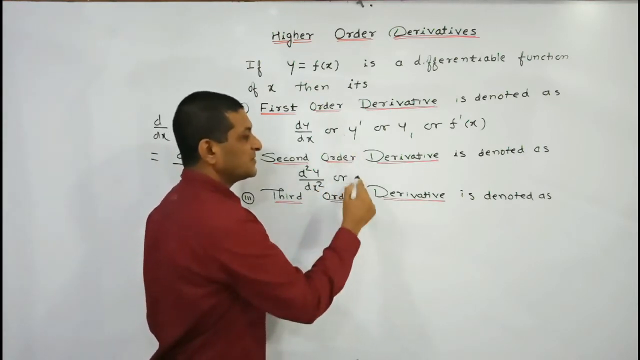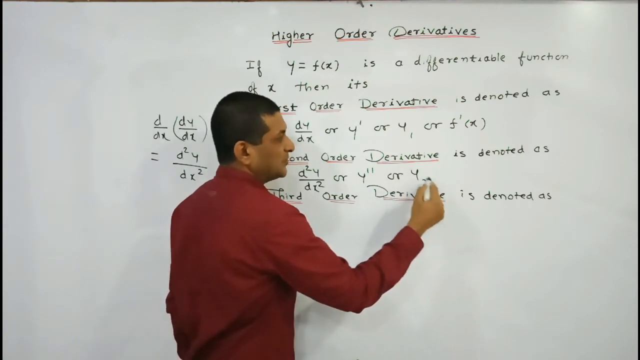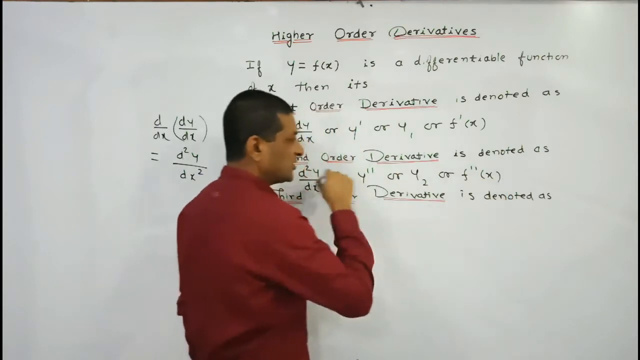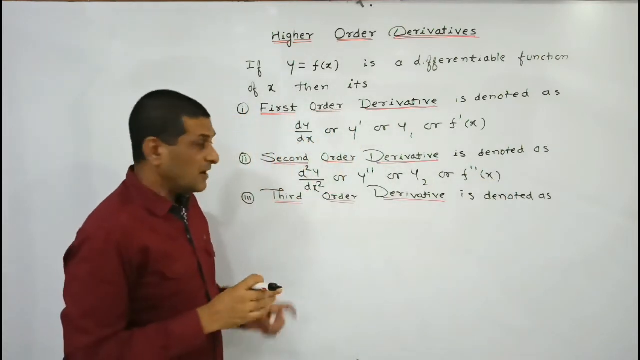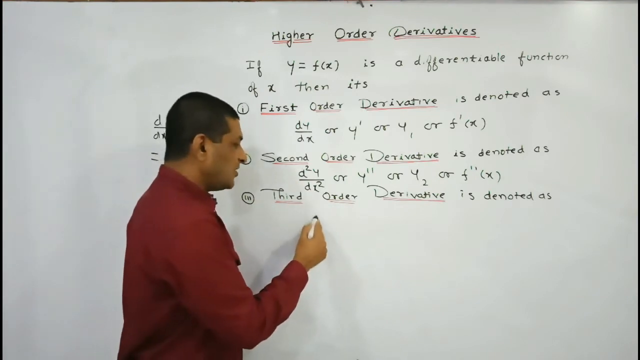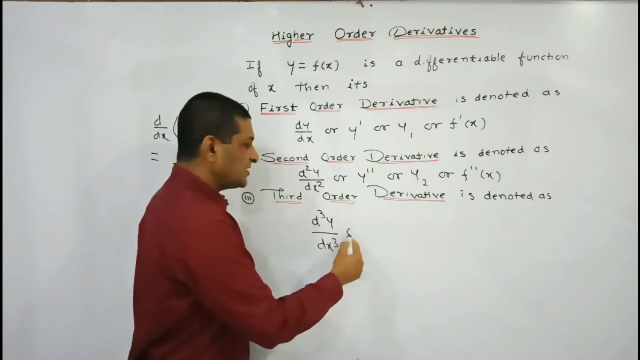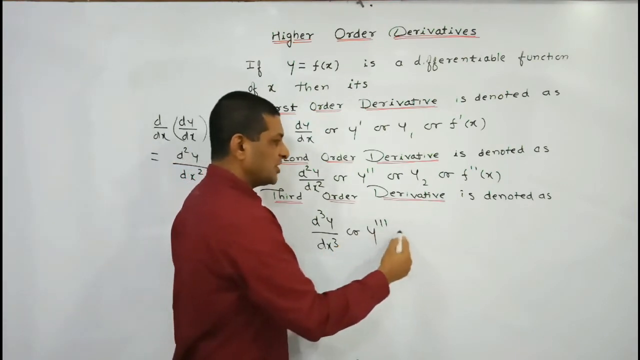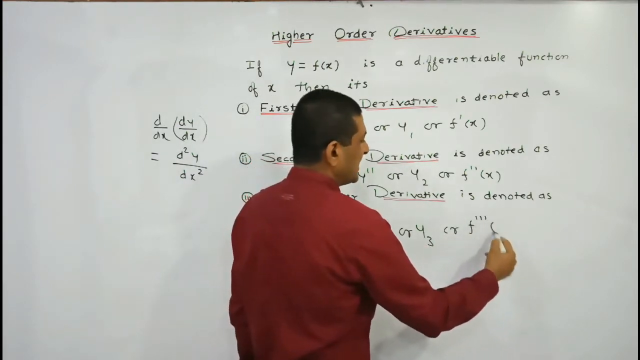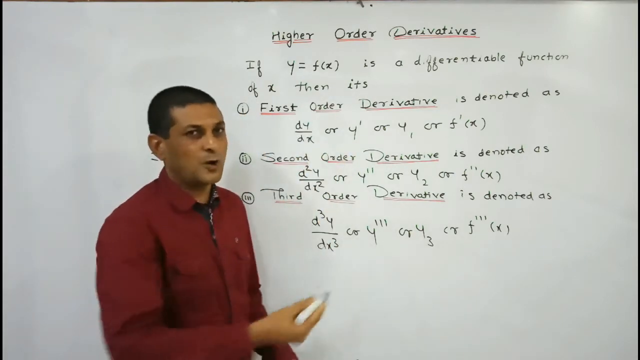This second order derivative is also denoted by y double dash, or simply by y2, or by f double dash of x. These are the notations for second order derivative. Again if we are differentiating this second order derivative, then the third order derivative is denoted by d3y upon dx cube, or by y triple dash, or by y3, or by f triple dash of x. These are the notations for first order, second order and third order derivative.